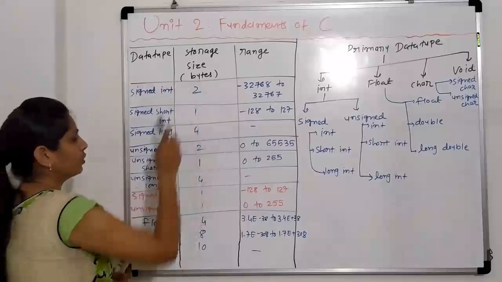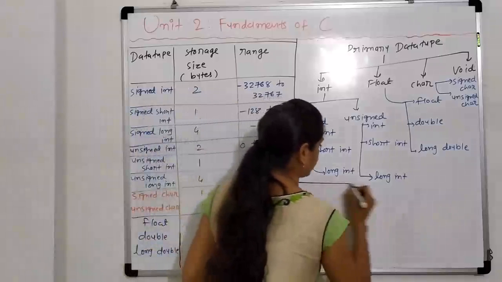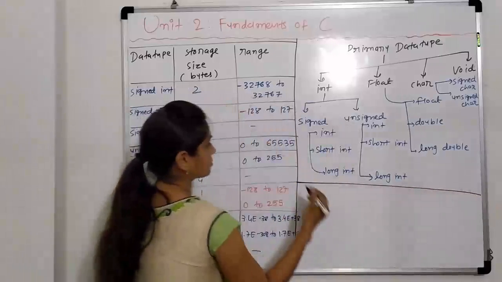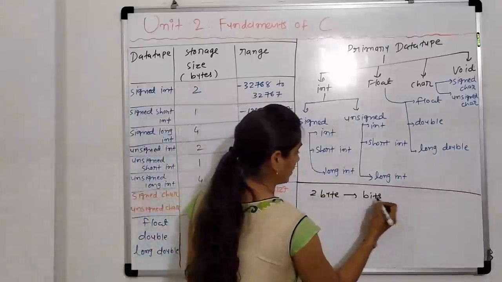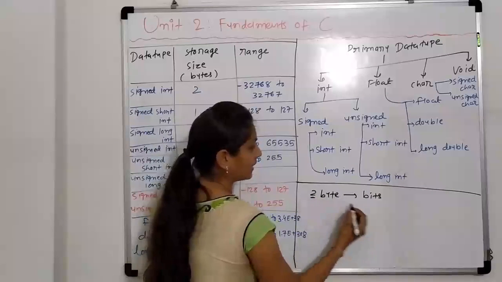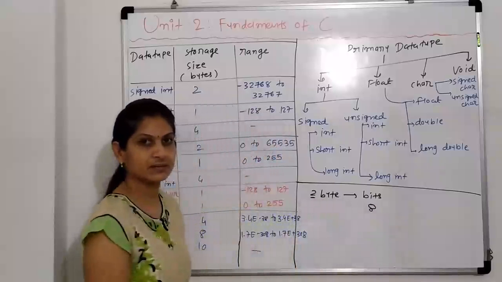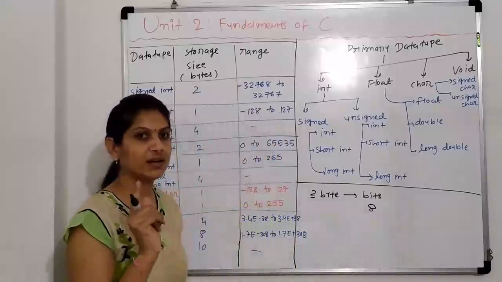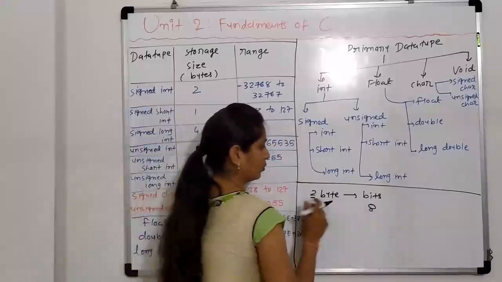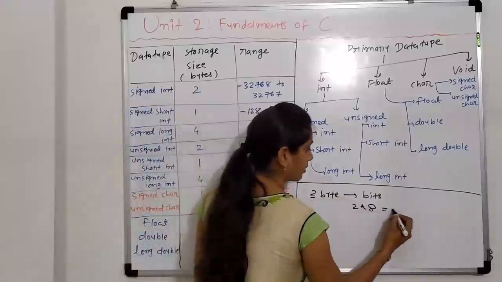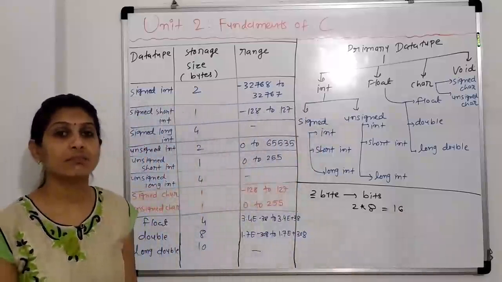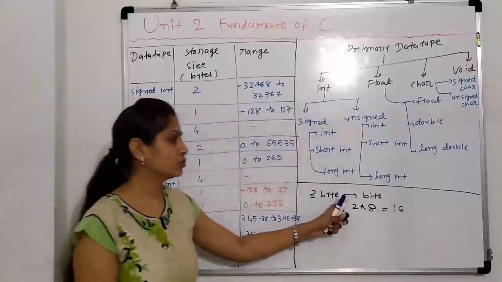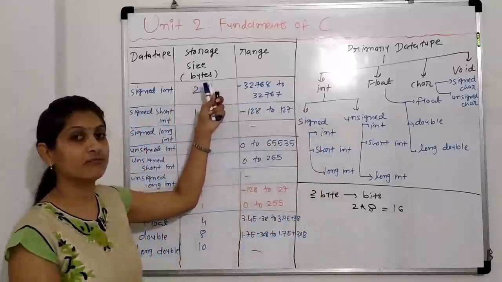Now according to this byte count, the size is there. How? Let us understand. It occupies 2 bytes. Now convert into bits. 1 byte equals 8 bits. So here 2 into 8, how many? 16. 16 bits are required to store an integer value.